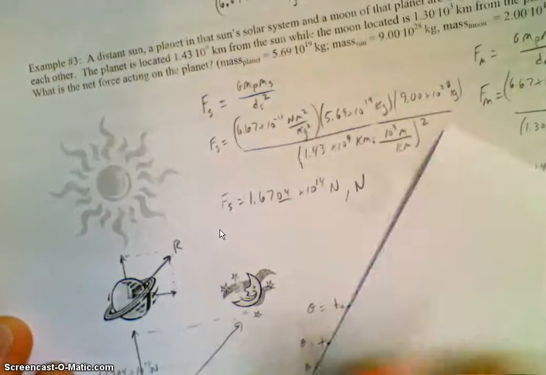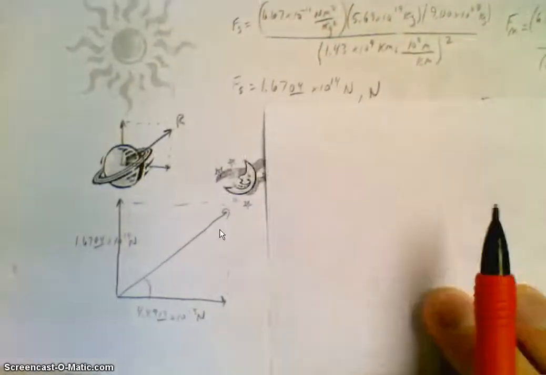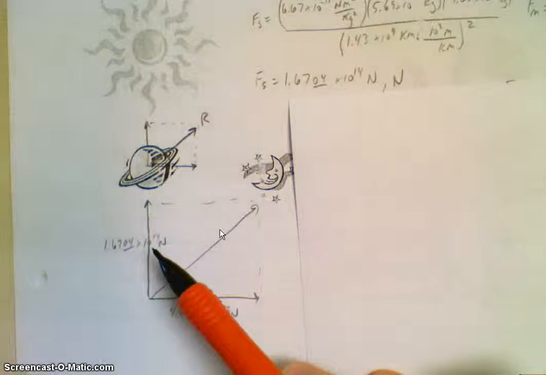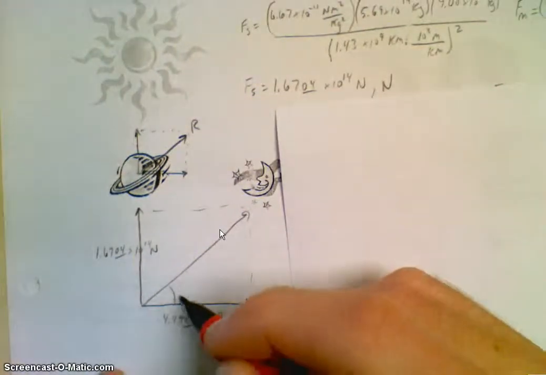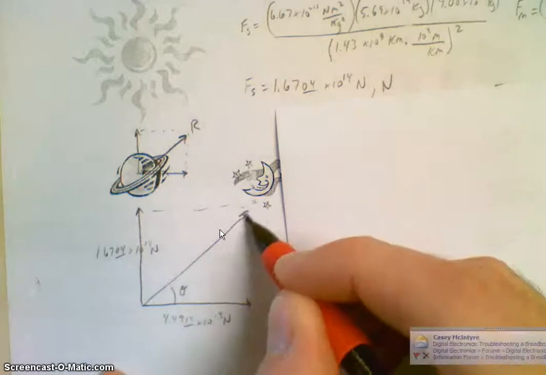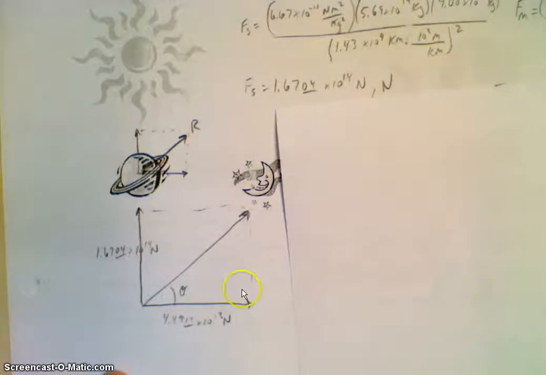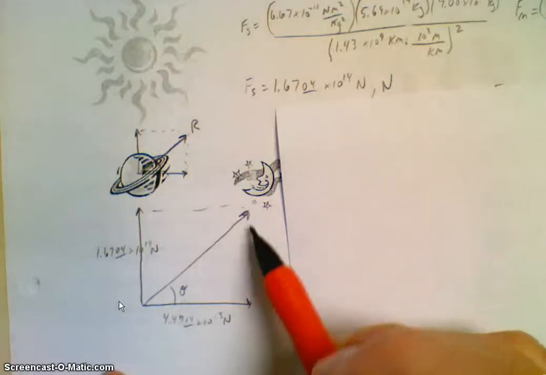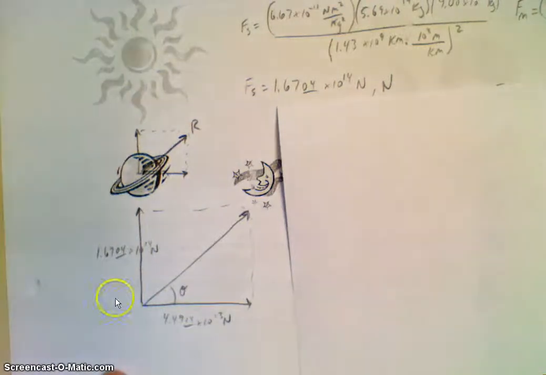So I redrew the vectors and labeled them. So this is the force from the sun, this is the force from the moon, and I'm going to find this angle, and I need to find the resultant. So what trig function will I use to determine this angle here? Well, I know the opposite side and the adjacent, so I'm going to be using tangent. So pause the video and solve for theta using the inverse tangent.